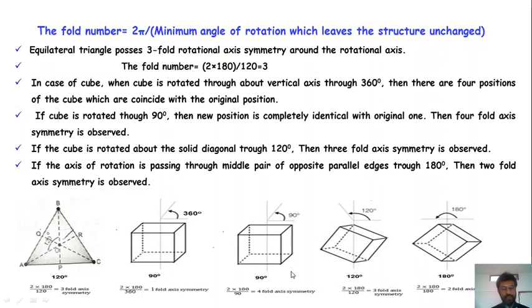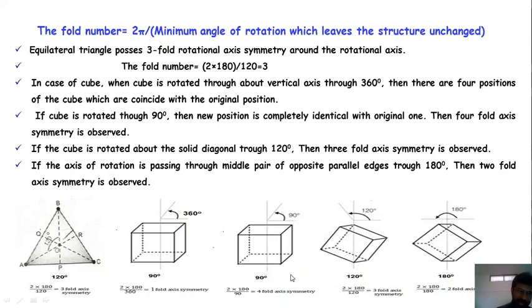Now this is one equilateral triangle. If we fold like this, this is the one fold. Another way we can fold like this. Now this is the second fold, and here this is the third fold. That means along the three directions corresponding to the three vertices, we observe the threefold axis.